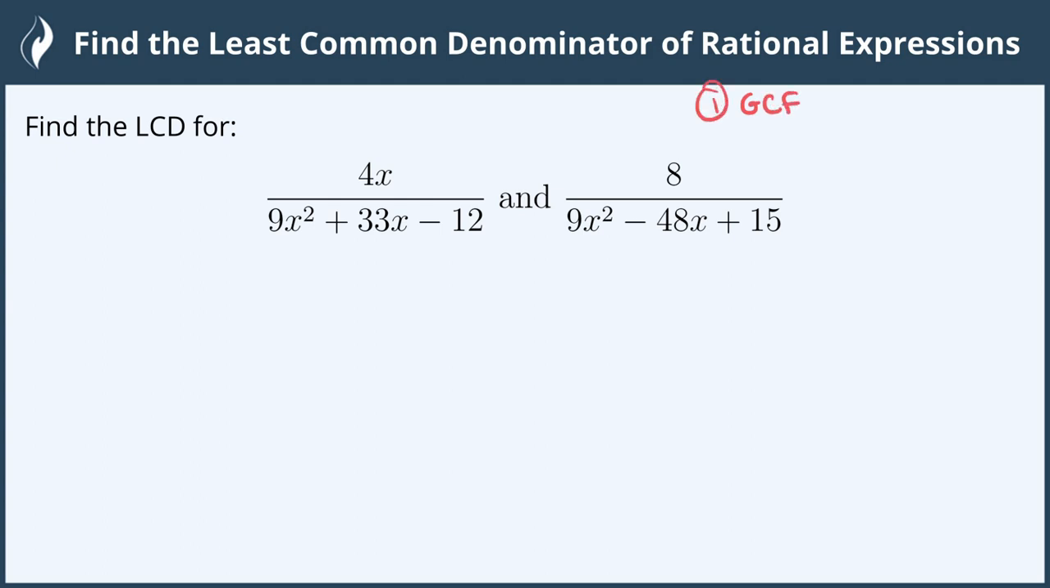This is the first thing we always look for. And in our first denominator, we do have a greatest common factor of 3. Each of these terms is divisible by 3, and we get 3x squared plus 11x minus 4. Our second denominator also has a factor of 3, so we can take 3 out and we are left with 3x squared minus 16x plus 5.